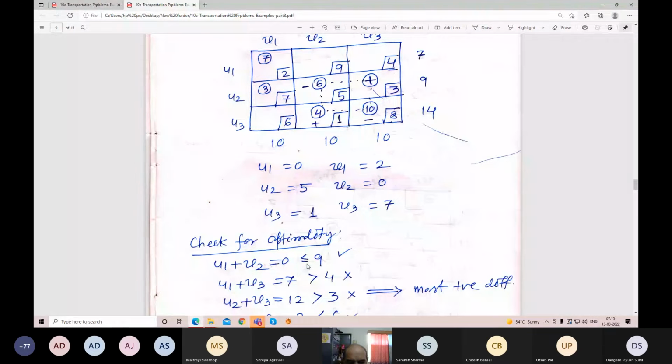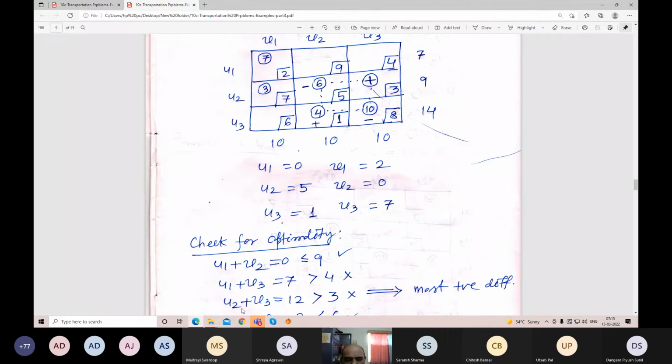So 9. Okay, 0 is less than 9, that is fulfilled. Similarly, U1 plus B3, U1 equal to 0, B3 equal to 7, that is 7. 7 is greater than 4. So this is not fulfilled.